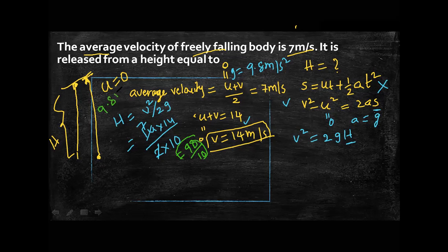9.8 meters. Don't tell meter per second square. Height units are how much? Meters, centimeters or meter. But here we are expressing it in meters. So how much I got it? 9.8 meters. Very easy, but logic you have to use it.